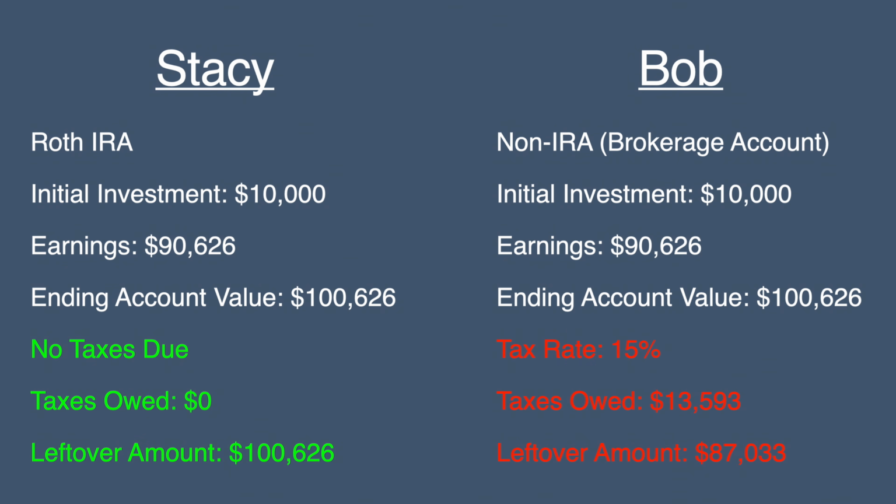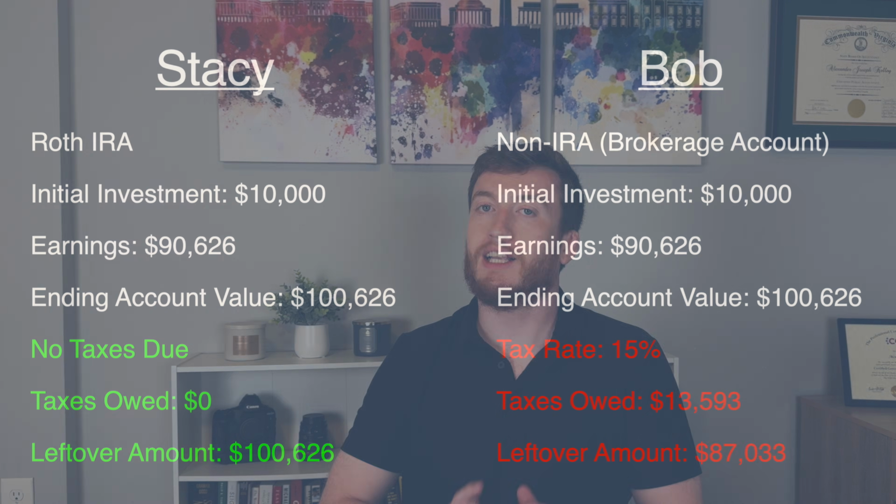Assuming a 15% tax rate on his investment growth, Bob has to pay over $13,500 in taxes. Meanwhile, Stacy understood how to properly use her Roth IRA for tax-free growth. She gets to keep her entire $100,000, and she doesn't owe one penny in federal taxes. Compared to Bob, she saved over $13,500 in taxes. I'll take that extra money any day of the week.